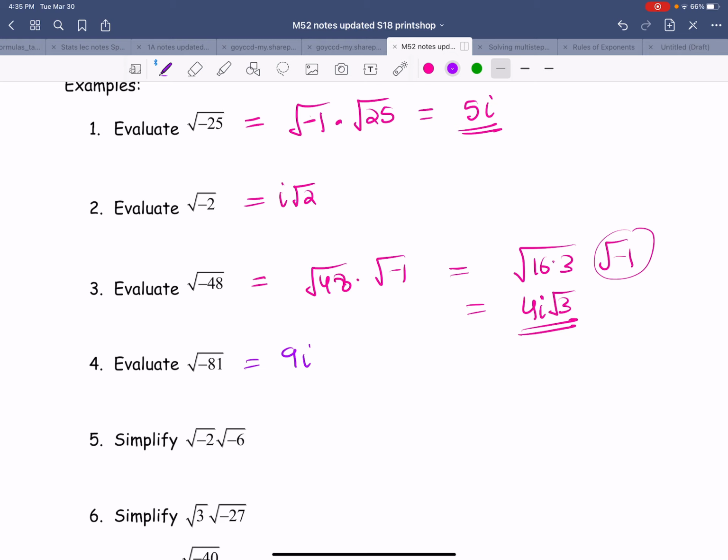Root 2 times root 6. So here, before we can use the product rule, we need to take care of the i's. We need to take care of the negatives inside the radicals. So I'm going to be pulling out. So that's what I'm dealing with.